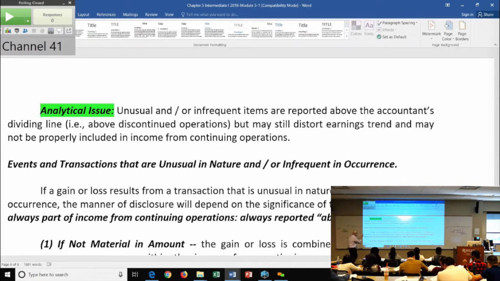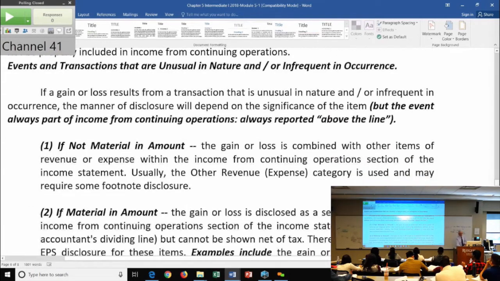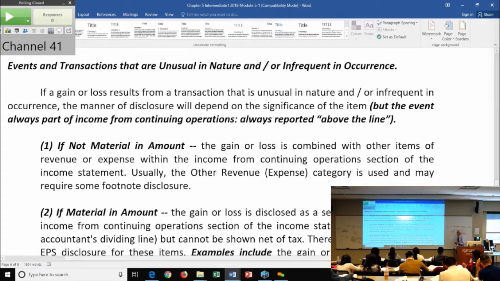And what do we do with them? Well, we are going to give you enough disclosure. If these above the line items, unusual and or infrequent items, are not major in terms of being significant, we may bury them in other revenue and expense and then put them in a footnote. Why? It's not going to influence your judgment. Not material, not relevant. If it's not material, it's not relevant, and we are including it so we're being complete. However, if it is material, we break it out separately.